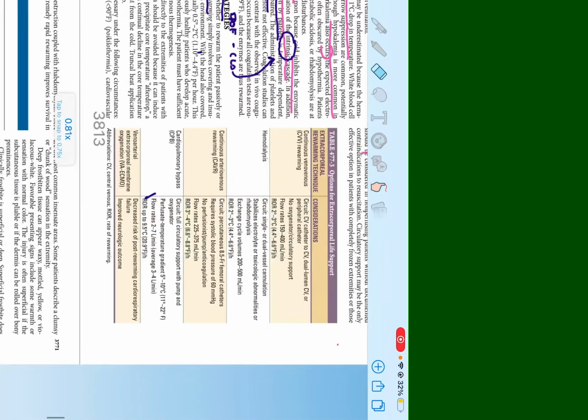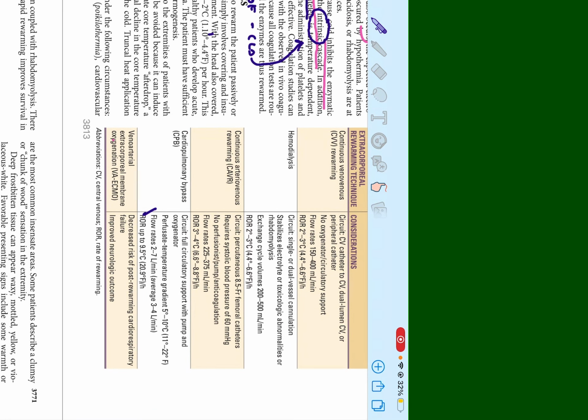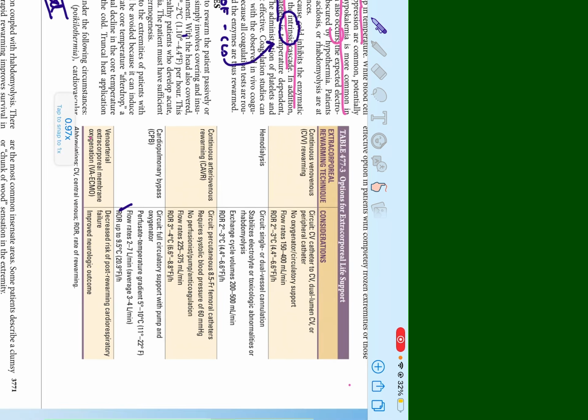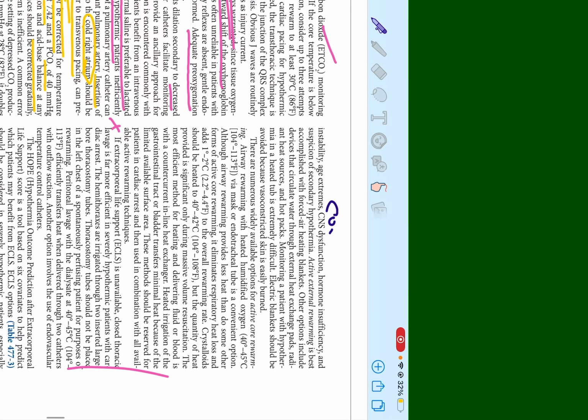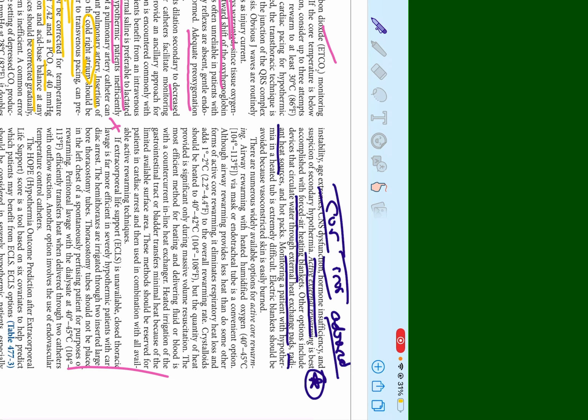Next, I would like to tell about active rewarming. Active rewarming is very important when the temperature is less than 32, that is moderate hypothermia. When there is organ involvement also, CVS, CNS, adrenal insufficiency, you will have to do active external rewarming. How do you do that? Forced air heating blankets. Direct question can be asked. External heat exchange pads, radiant heat sources, hot packs, very important. Don't give electric blankets because they can cause burns, right?